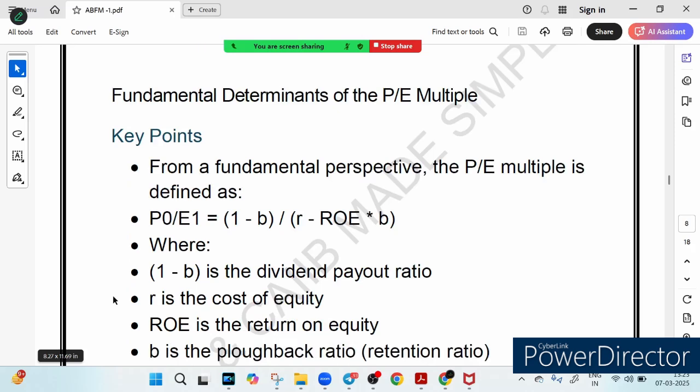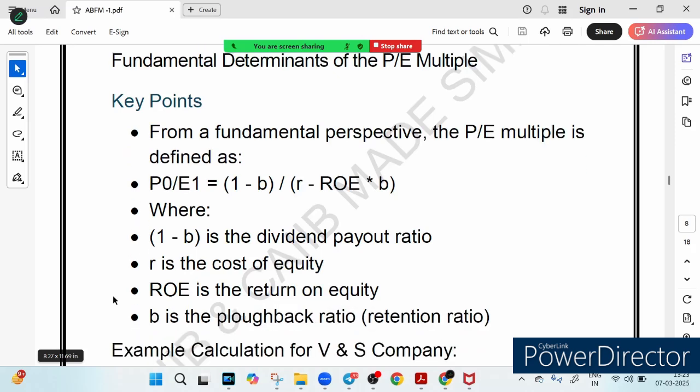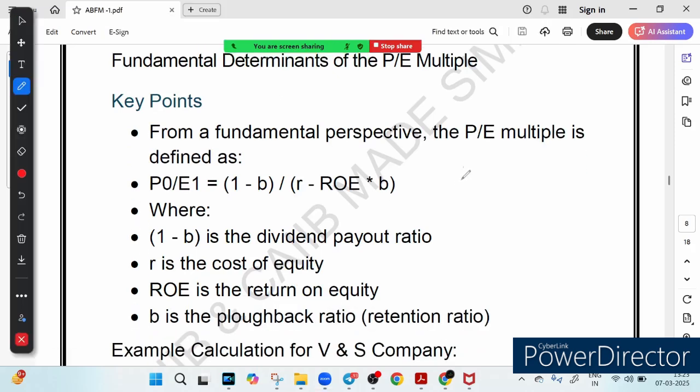What is the formula behind PE? So see, the fundamental formula of PE is (1 minus b) upon (r minus ROE into b). It looks scary, right? But don't worry, let's break it down in simple terms so that it makes perfect sense. So what do these terms mean?